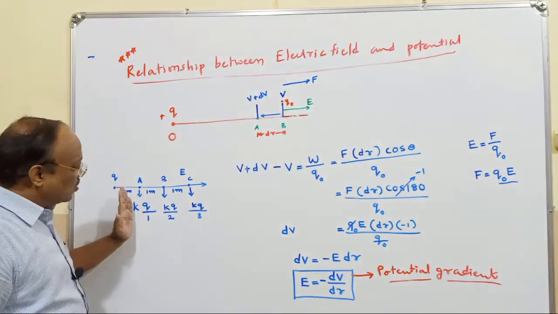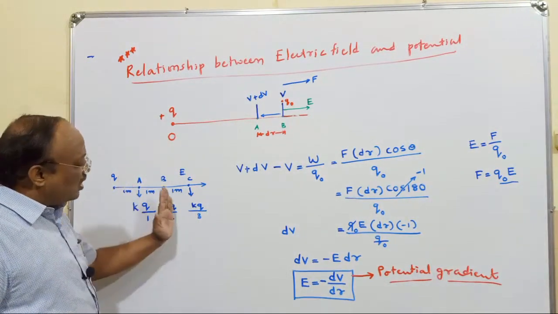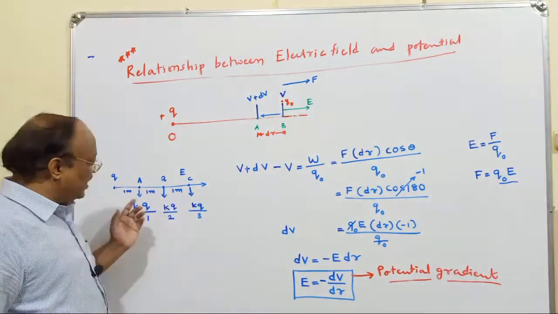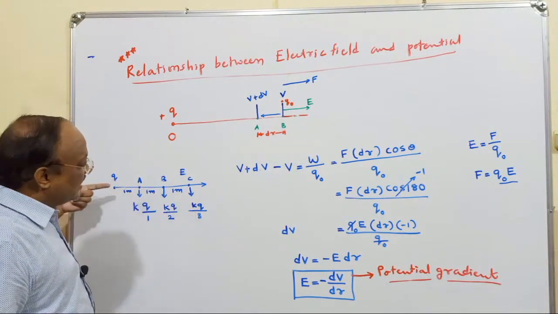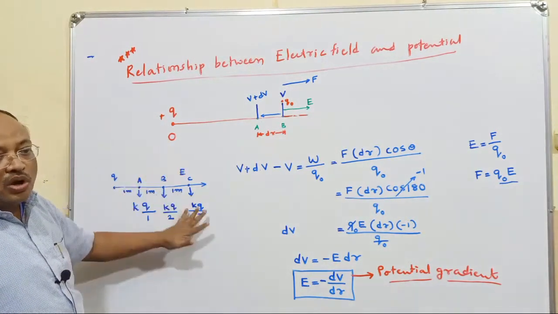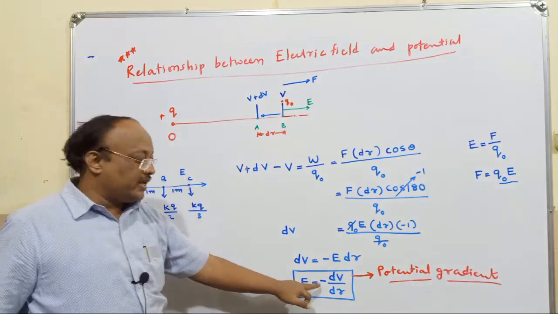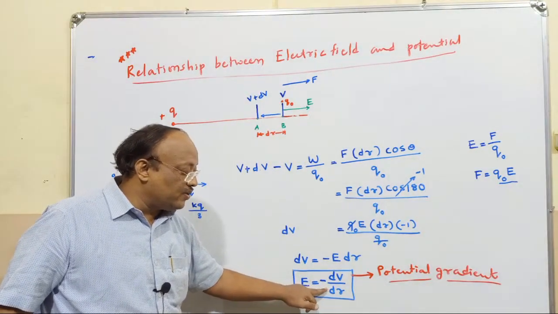In the direction of the electric field, the potential goes on decreasing. It is kq by 1, kq by 2, kq by 3. In the direction of the electric field, potential goes on decreasing. So that is the significance of this negative sign.